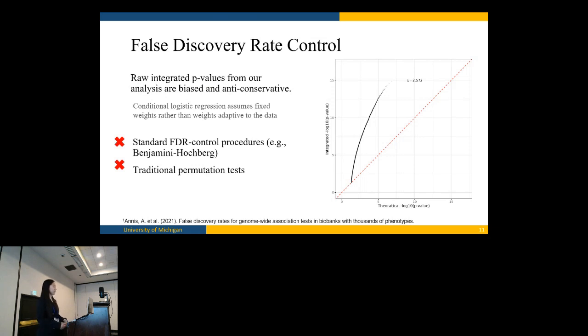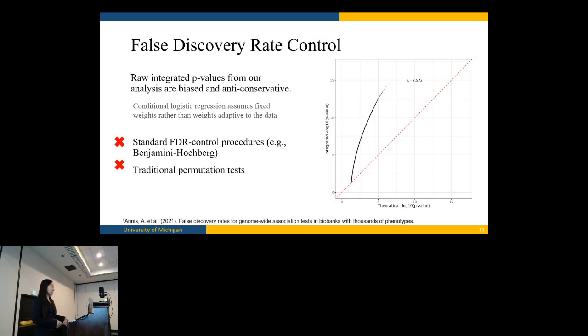Then we want to do the false discovery rate control. However, there are many commonly used false discovery rate control methods. One is the standard FDR control procedure, such as using the Benjamini-Hochberg. We cannot use this because we are using genotype data. The genotype data are not independent of each other. There are linkage disequilibrium and population stratification within our data.